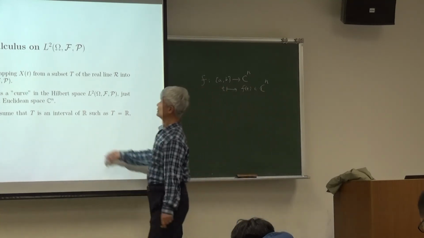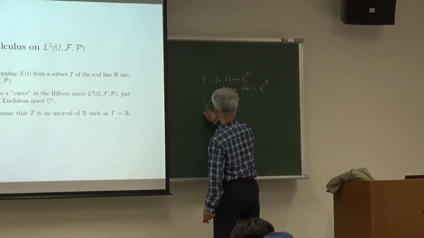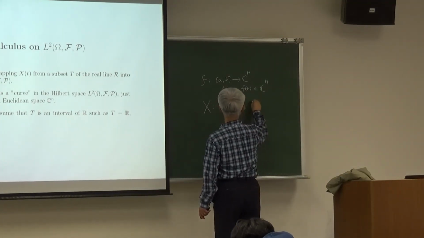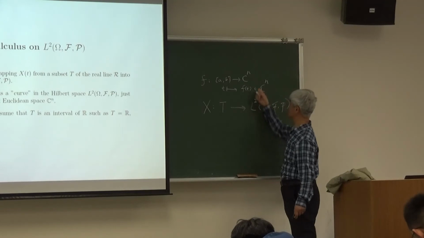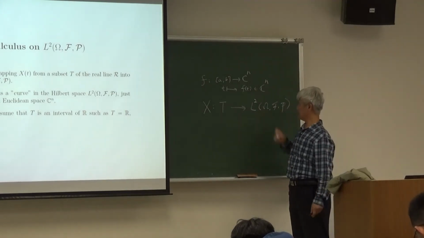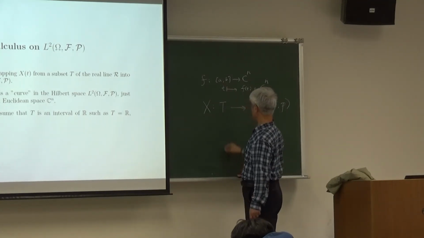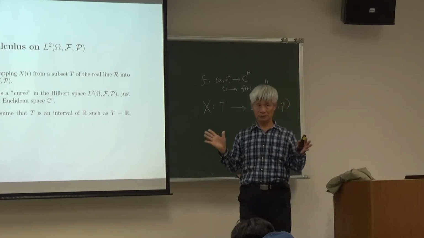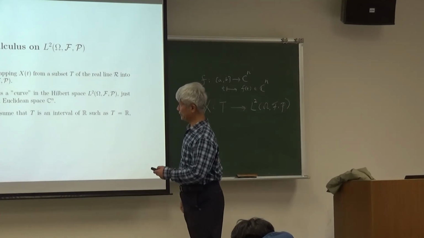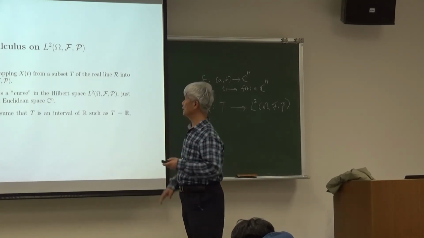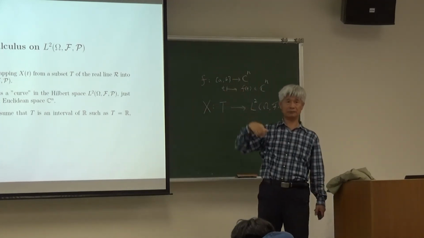So X itself now goes to L2. The L2 is just like Cn, as we know. It's a Hilbert space. And T is just a subset, just like an interval. Most of the time T is an interval. So you can think of a second order process as a curve in the Hilbert space, just like a vector valued function is a curve in Rn.